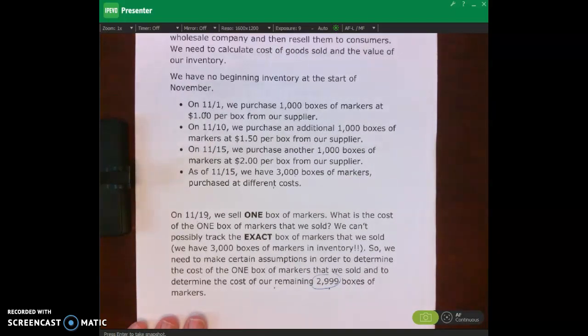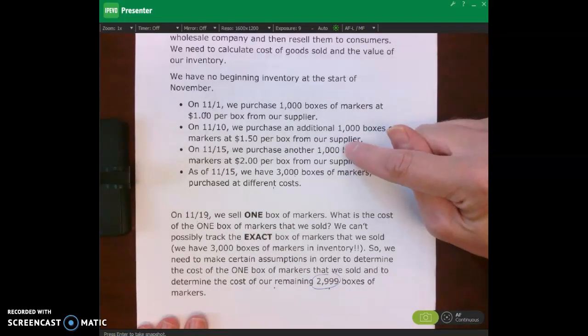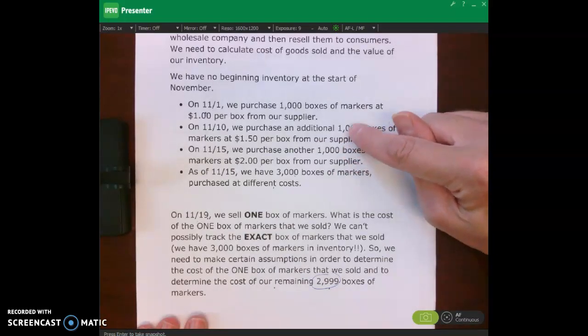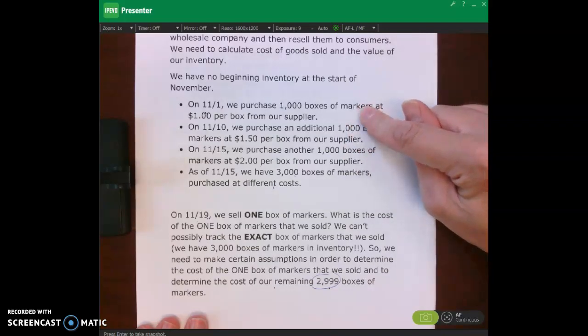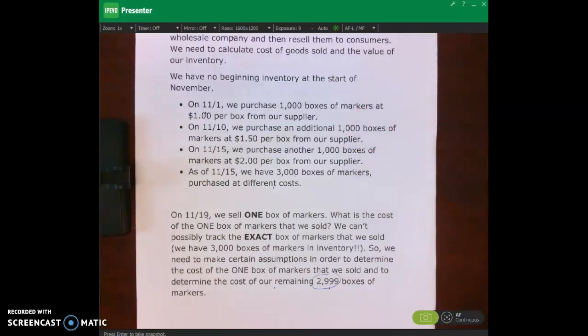What is the cost of the one box of markers? Well, okay, here's the problem. We have 3,000 boxes of markers. Which one did we sell? The one that we bought for $2? The one that we bought for $1.50, or the one that we bought for $1? These are all on the shelf. We don't know. We don't have labels on them saying, hey, we bought this one for $1, we bought this one for $1.50. And the barcode doesn't tell us that.